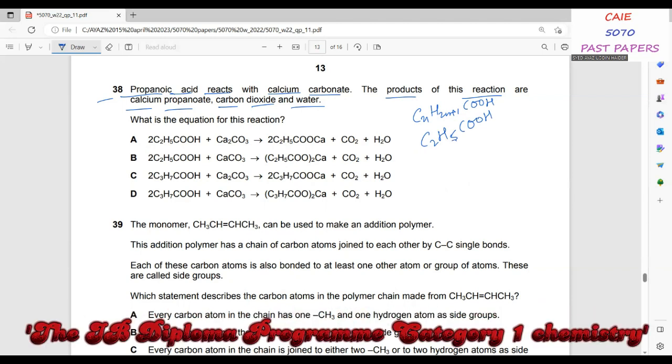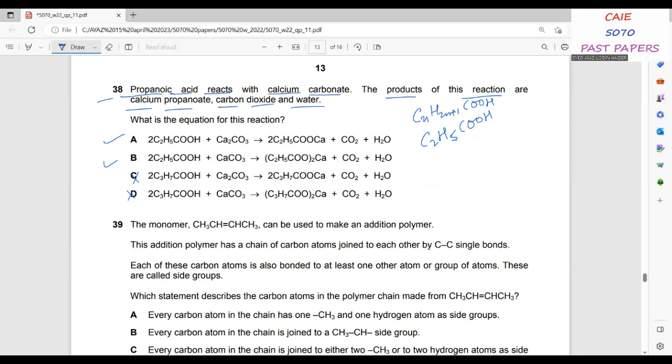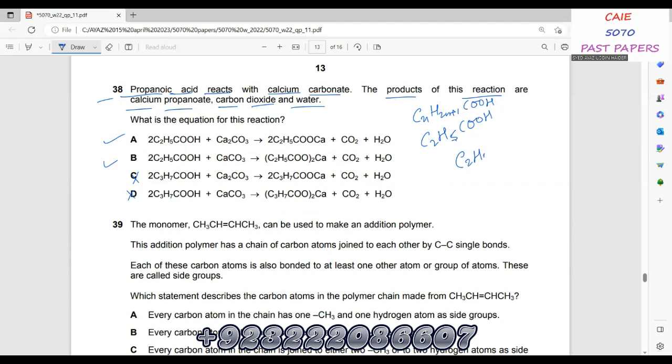So automatically choice C and D are incorrect because both of these are of butanoic acid. We are left with A and B. Either A is correct or B is correct. Now, the valency of calcium is 2. So the product must have the alkanoate ion forming a bond with calcium in this way, C2H5COO whole twice Ca. So only choice B will be the right one. In this case, choice A is wrong.